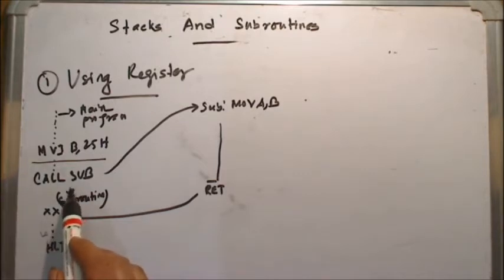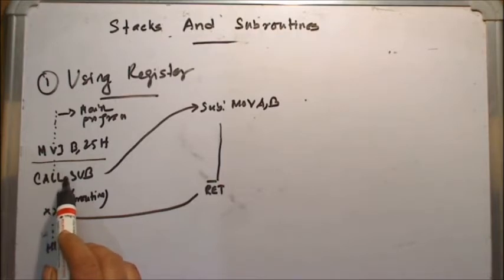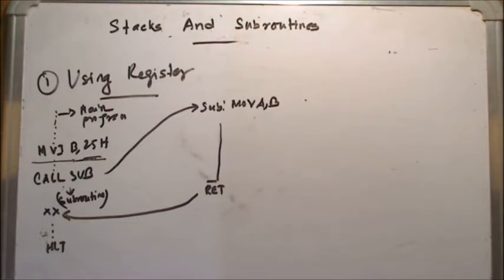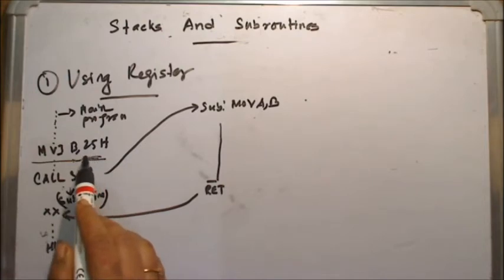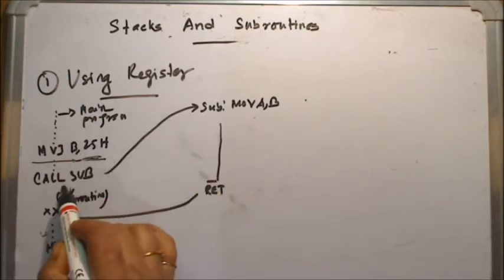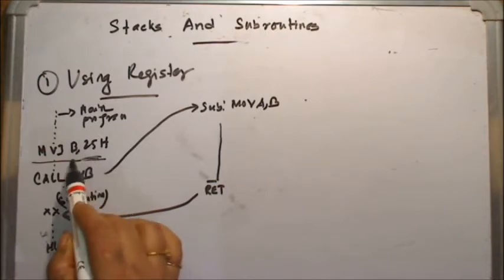Before calling the subroutine, I have put the value 25H into register B. So how will the subroutine find the factorial of 25? That means the parameter 25H is passed to the subroutine using the B register. Understood? The 25H is passed to the subroutine using register B because before calling I have put 25H into register B.